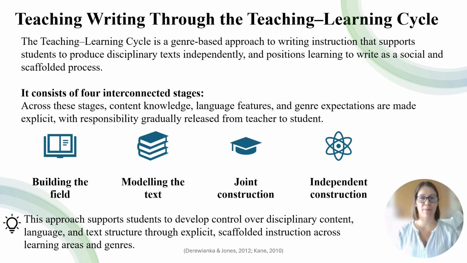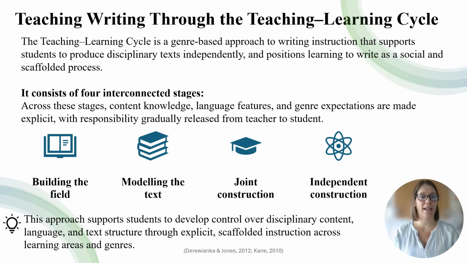Once students have engaged deeply with the platypus text through the reading sequence, they are ready to transition into writing. This is where I draw on the teaching and learning cycle to structure my writing instruction. The teaching and learning cycle is a genre-based approach that makes disciplinary writing expectations explicit, supporting all students to develop control through guided social learning. Students are guided to develop control over disciplinary content knowledge, language features, and text structure before writing independently.